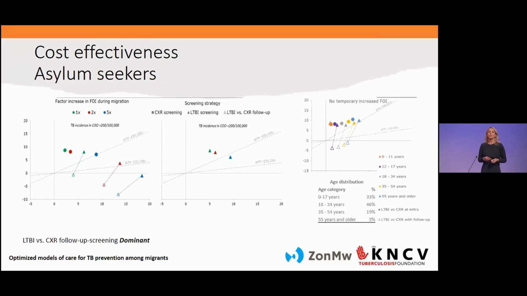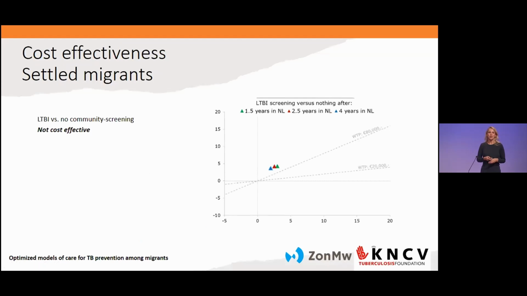Among asylum seekers, we found that LTBI screening compared to the current chest X-ray follow-up screening is dominant, or in other words, it's cost saving. When looking at the ages on the right pane of the presentation, we can see that for all age groups, the LTBI screening is dominant. Furthermore, we also assessed the cost effectiveness for settled migrants and identified that LTBI community screening compared to no community screening was not cost effective.